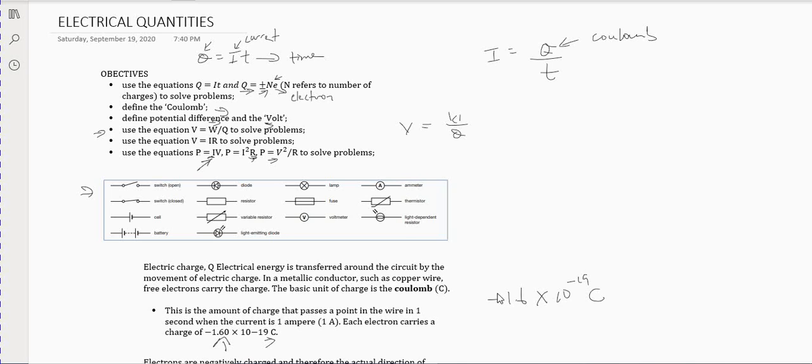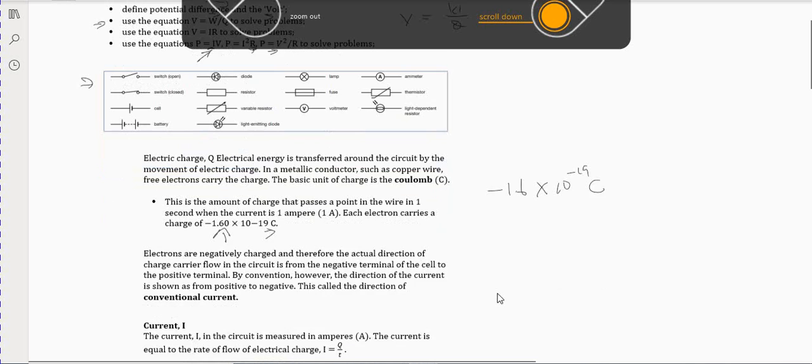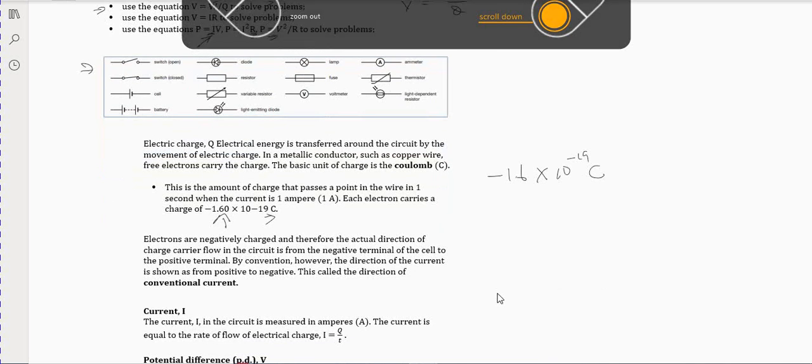So that's a thing that we'll generally have to know right across the board. It's a constant, and it's something that you can always remember right off the bat. The charge of an electron is negative 1.6 times 10 to the minus 19 coulombs. We will definitely use that a lot in this aspect of the course.